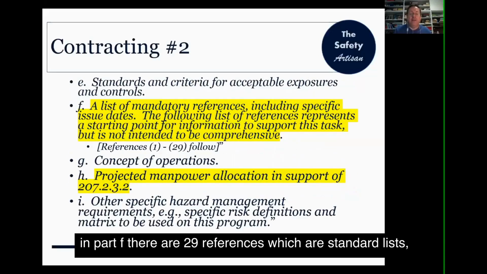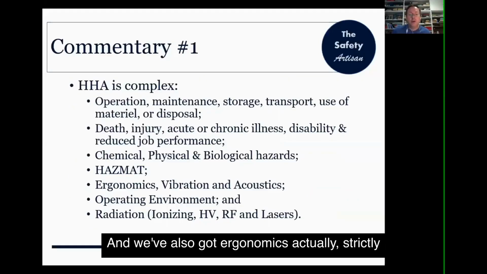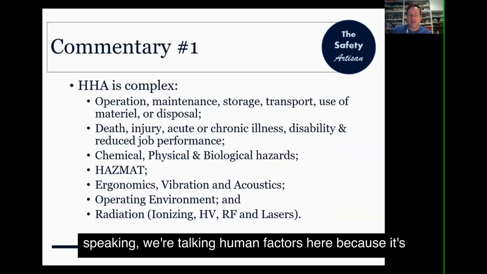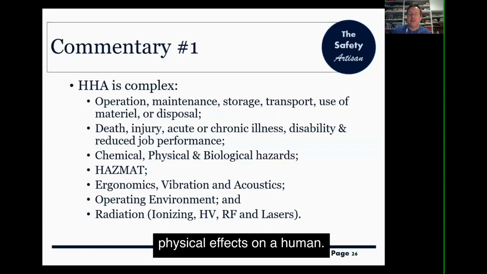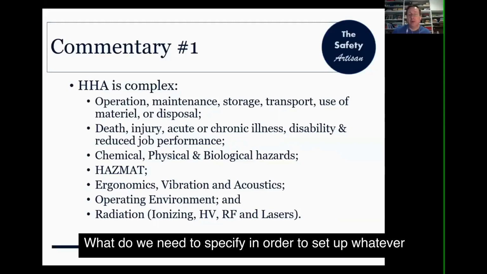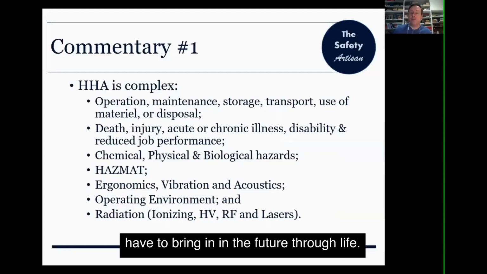that are irrelevant. In part F, there are 29 references which the standard lists, which are all US military standards or US legal standards. And we've also got ergonomics. Actually, strictly speaking, we're talking human factors here because it's a much wider definition than the definition of ergonomics that I'm used to, which tends to be purely physical effects on a human. What do we need to specify in order to set up whatever medical monitoring program of the workforce we might have to bring in the future through life?